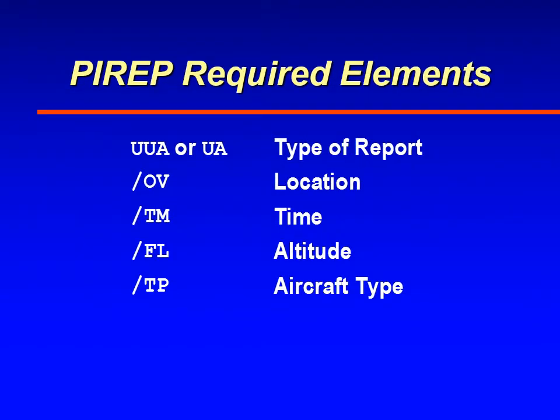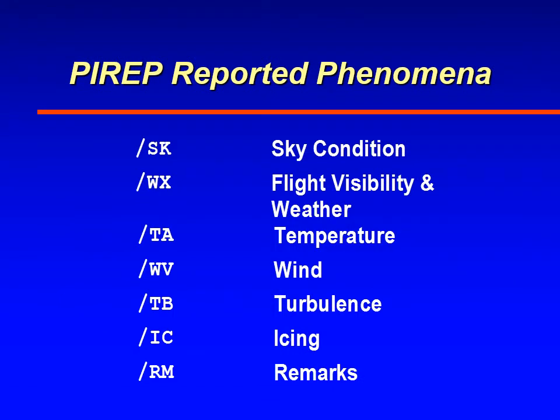So the required elements right off the bat is the type of the report. Typically that is determined by the air traffic controller or whoever is taking the observation from you. Also the location, the time, the altitude, and then also the aircraft type. Here are the supplementary or the voluntary information that you can provide. And that includes sky condition, flight visibility and weather, temperature, wind, turbulence, icing, and also remarks. So we'll start out with the required information.